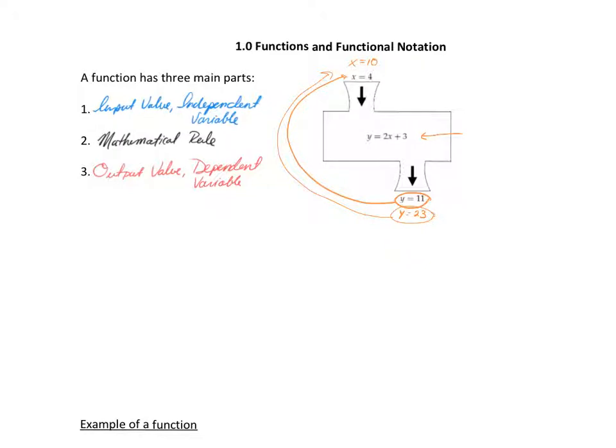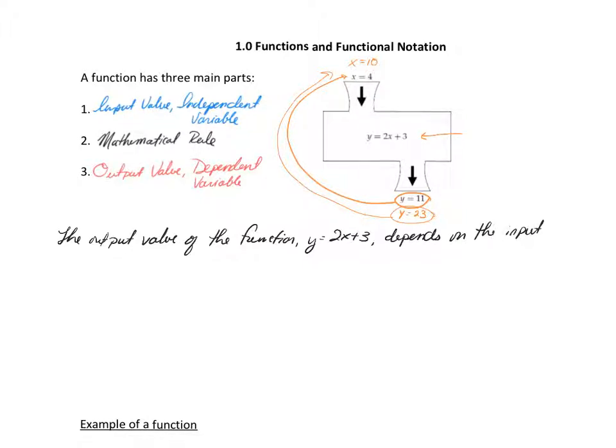For this particular example, we can see that the output value of the function being y equals 2x plus 3 for this specific example depended on the input value. I'm going to put quotations around this phrase because it's kind of long, right? The output value of the function y equals 2x plus 3 depends on the input value.